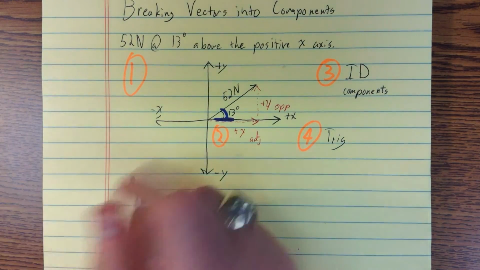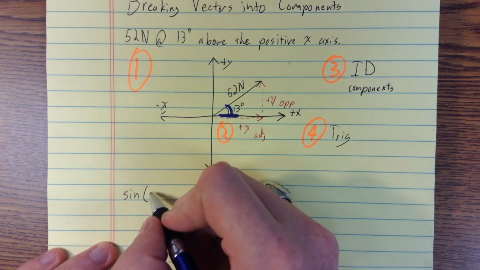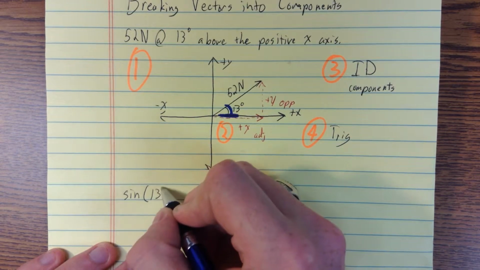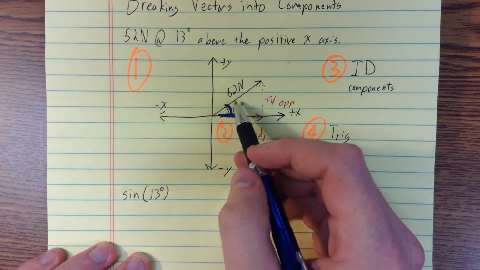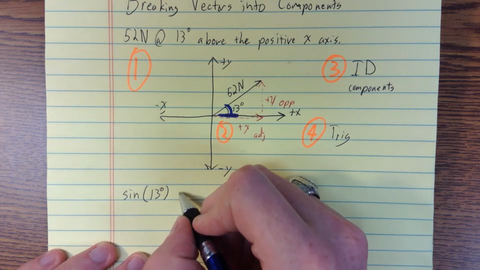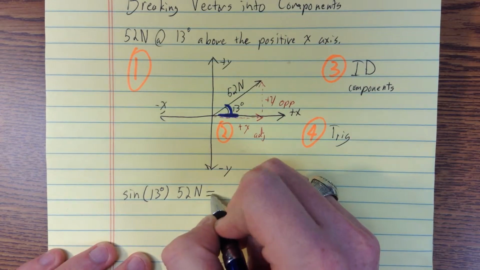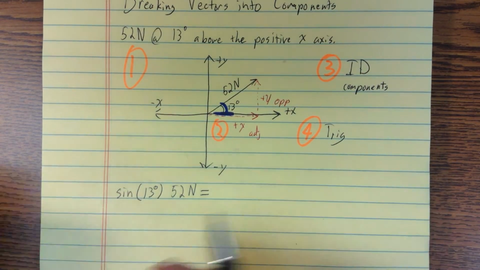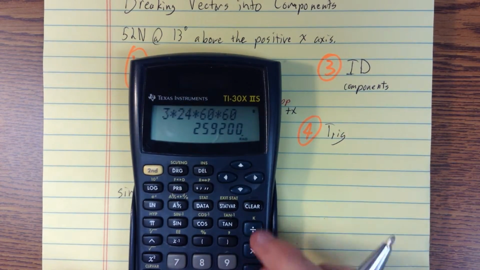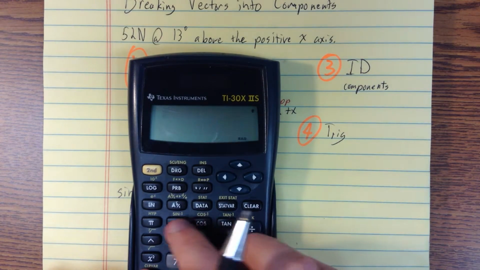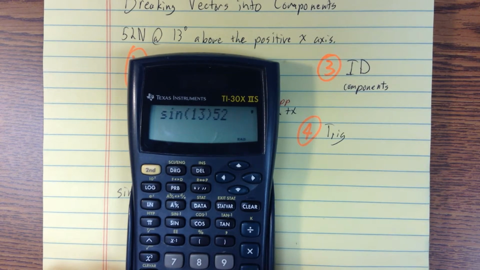We'll say sine of our angle, which is 13 degrees, sine of our given angle, multiplied by the magnitude of our vector, which is 52 newtons. That will give us some number, and that will be our y component. So let's plug this into our calculator. Sine of 13 times 52.